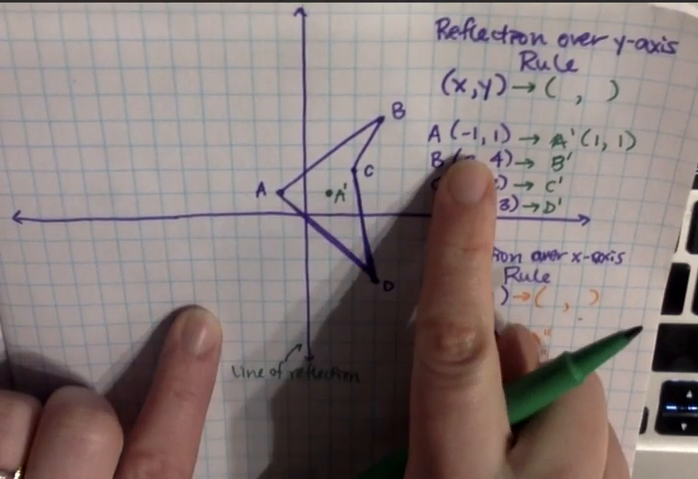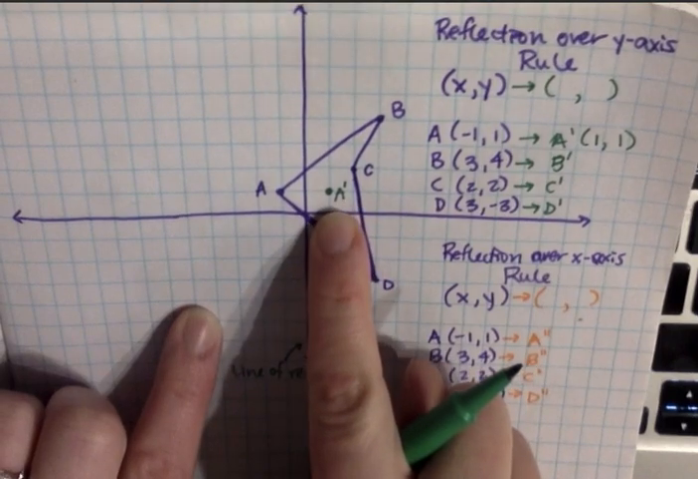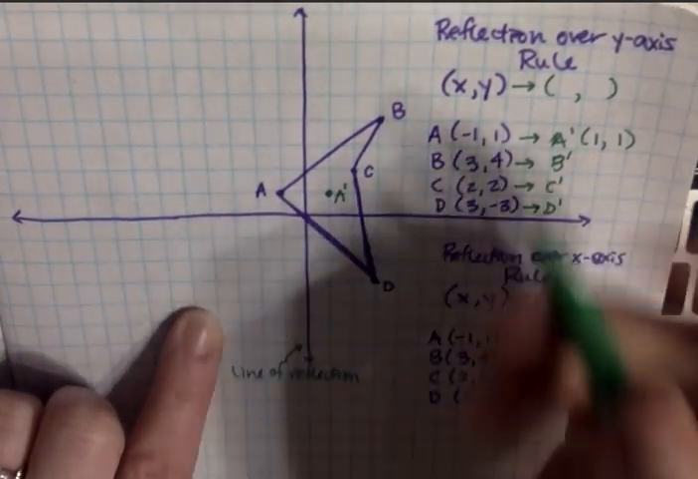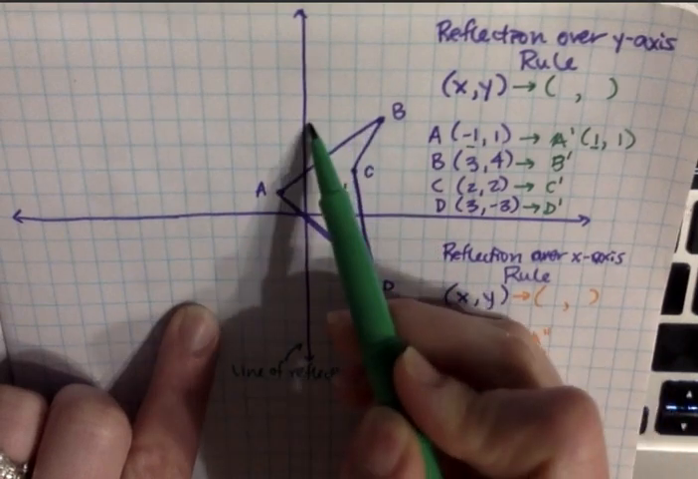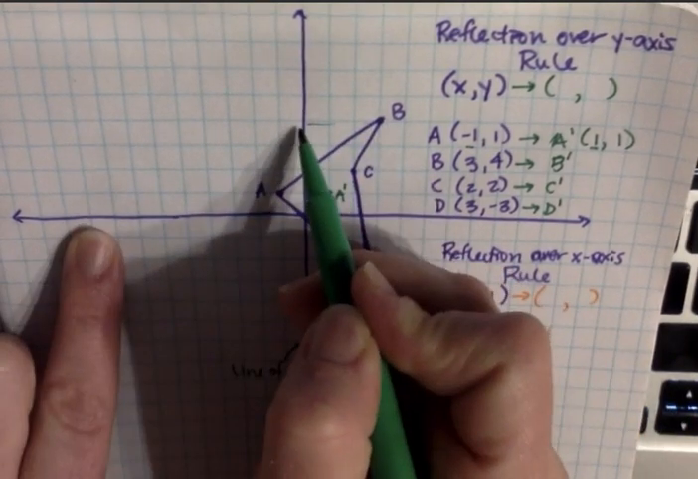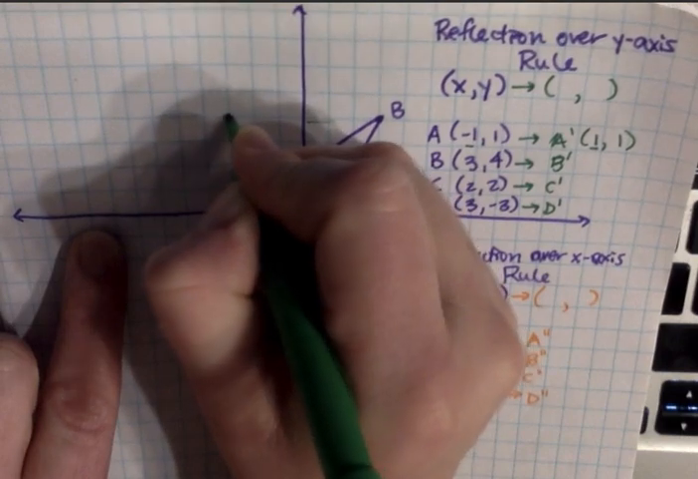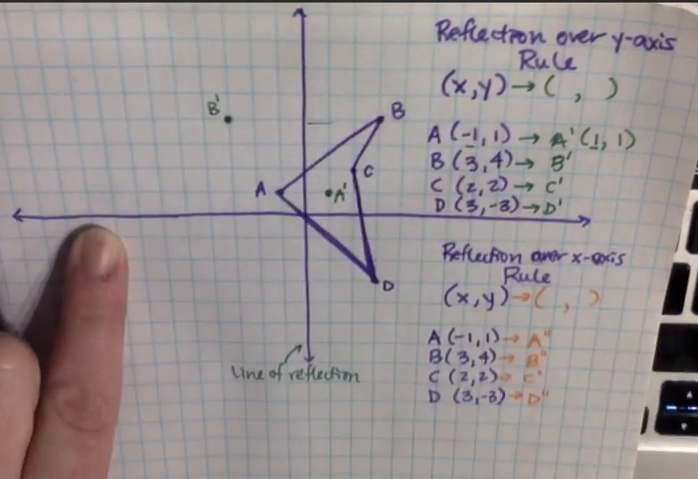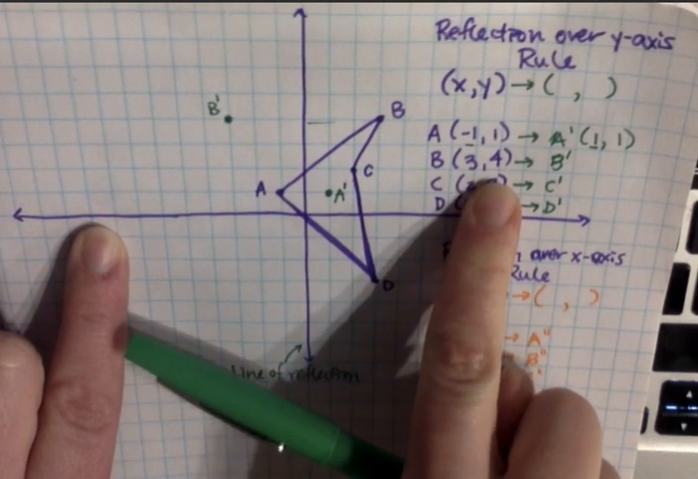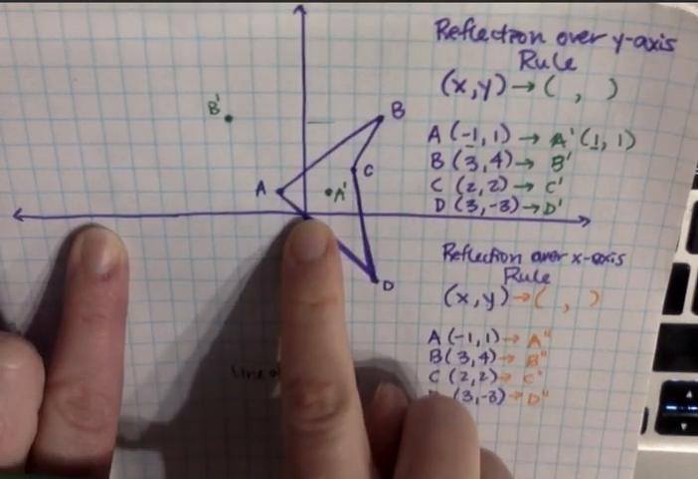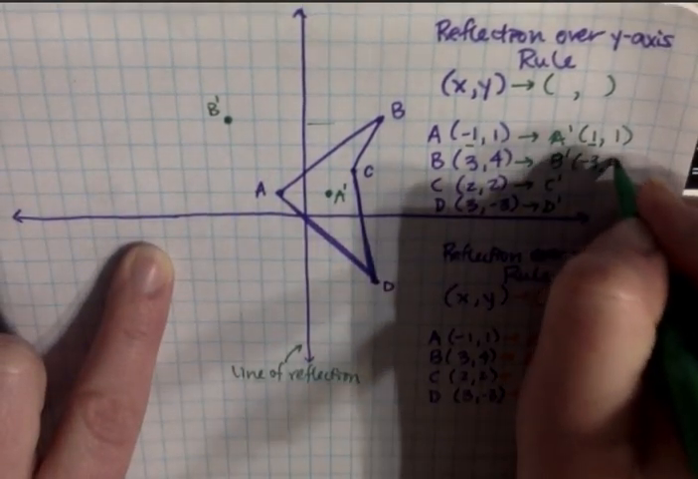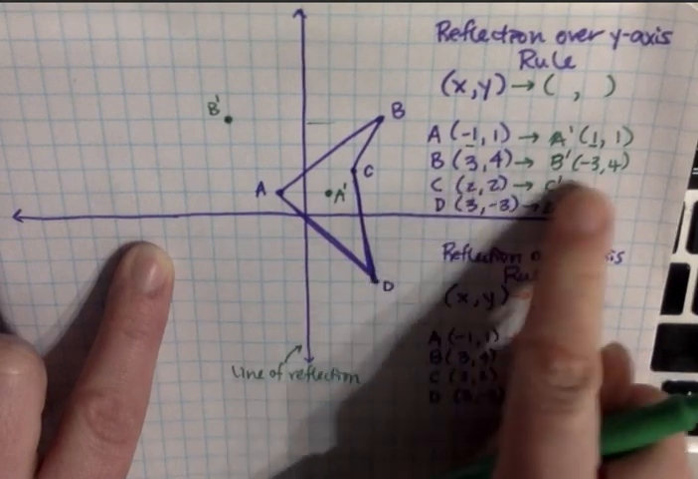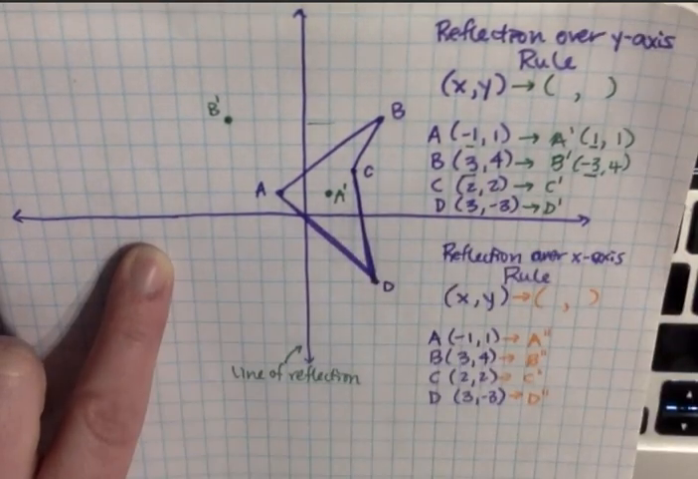So A was negative 1, 1. A prime is now positive 1, 1. Interesting. If I look at this, the x values have just become opposite. Let's see if that still holds true for B. B is 3 units to the right, so B prime is 3 units to the left. B prime is over here. B is 3, 4, and B prime is negative 3, 4. Interesting. It's holding true. The 3 became the opposite of what it was before.